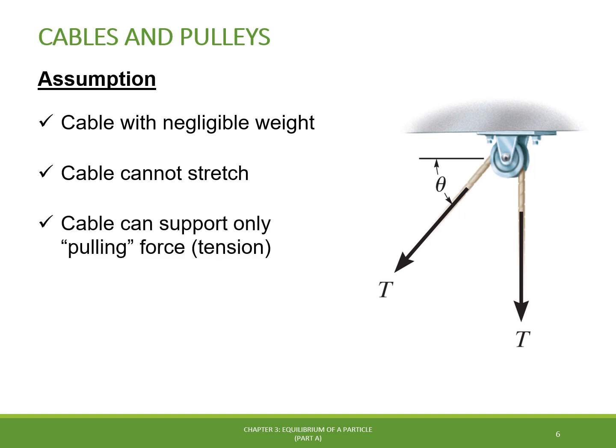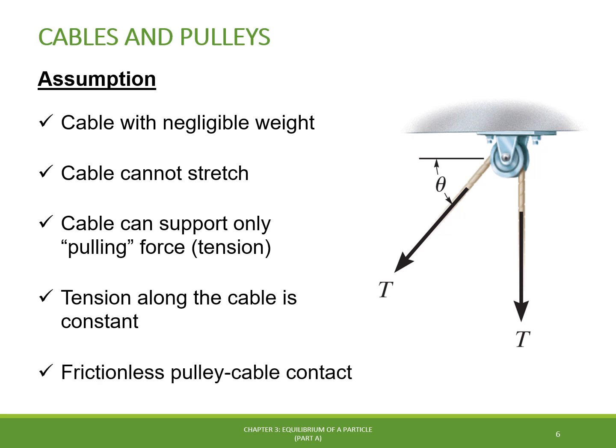Also, a cable can support only a tension or pulling force, and this force always acts in the direction of the cable. We will also assume here that for a continuous cable in equilibrium, the tension force acting on that cable has constant magnitude throughout its length. And lastly, we assume that there is no friction in the contact between the cable and the pulley.